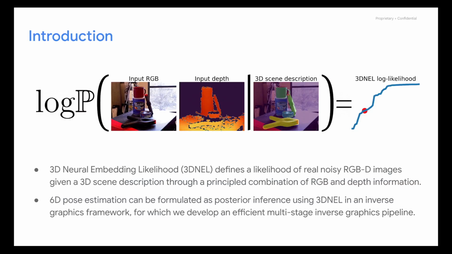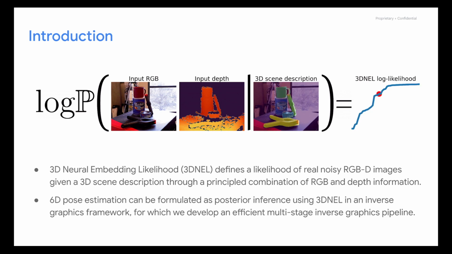The ability to perceive and understand 3D scenes is crucial for many applications in computer vision and robotics. Moving beyond common discriminative approaches, we introduce 3D neural embedding likelihood, or 3D NEL, as a generative, probabilistic inverse graphics take on the important problem of 6D pose estimation.